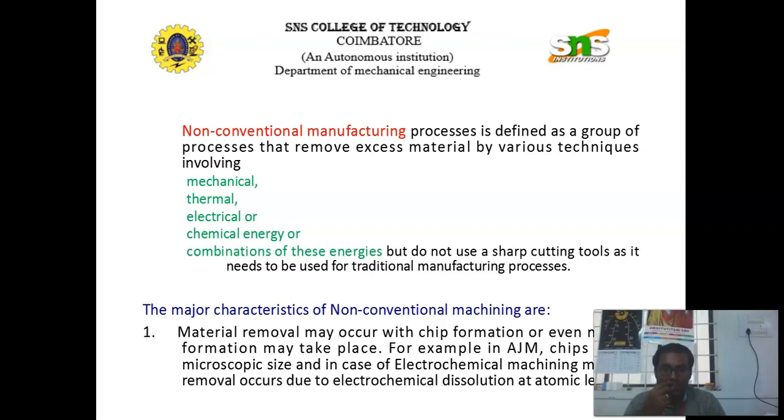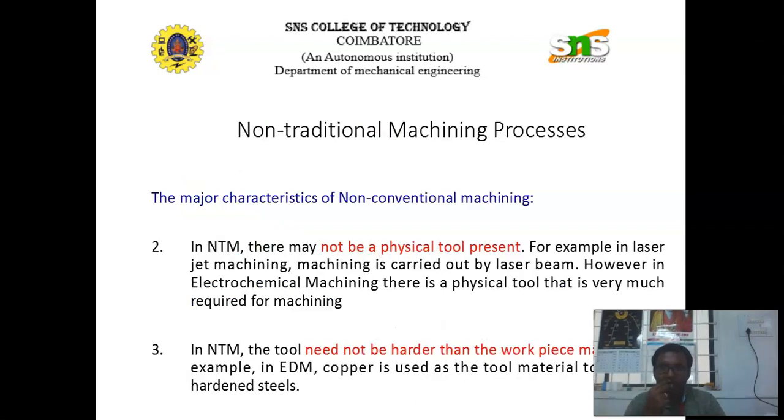The major feature of non-conventional machining processes is that material removal may occur with chip formation or even with no chip formation. For example, in abrasive jet machining, chips are of microscopic size, and in electrochemical machining, removal occurs due to electrochemical dissolution at the atomic level.